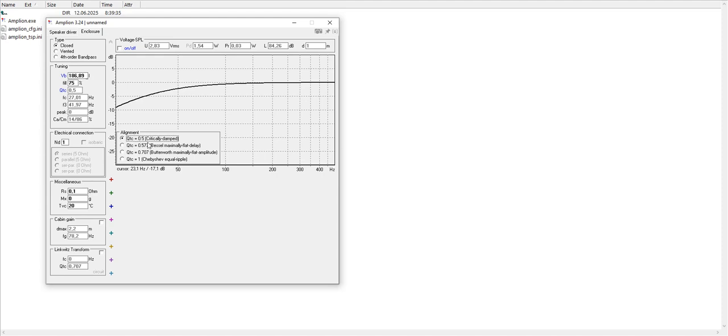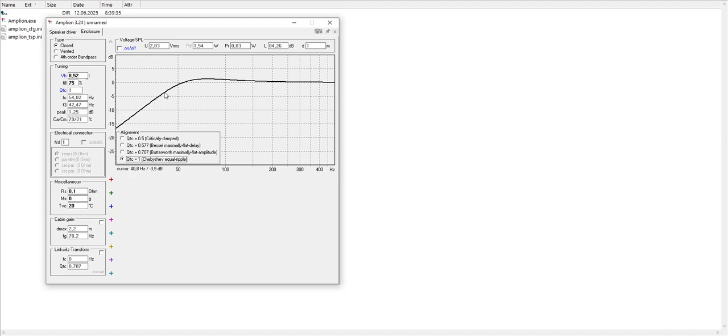When the driver is placed in a sealed enclosure, the trapped air resists cone movement, reducing total compliance and increasing the system resonance frequency. F3 is the frequency at which the output of a loudspeaker decreases by 3 dB.